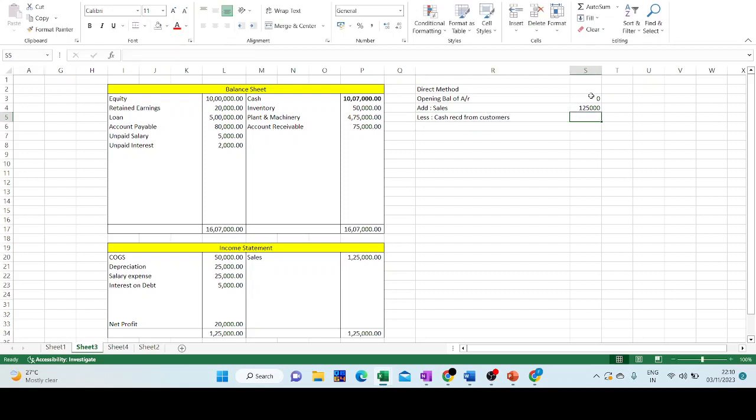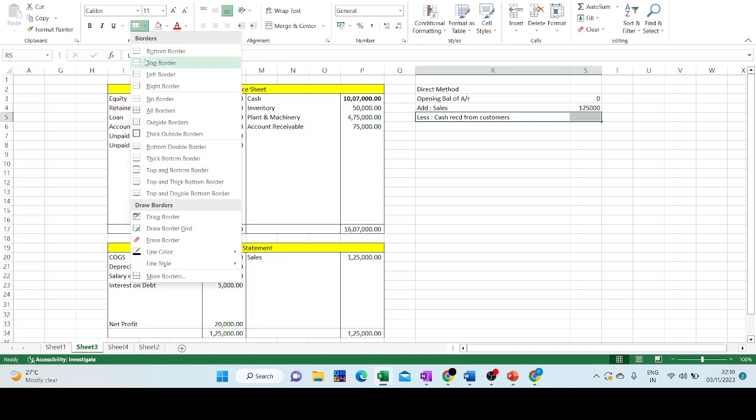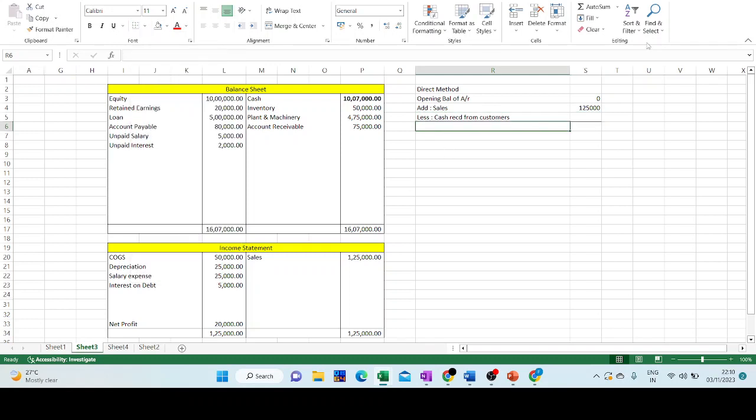So we don't know this, we have to find this. This is the missing number. And if you add sales and deduct cash received, you get the closing balance of accounts receivable. Closing balance of accounts receivable is how much, guys? 75,000. Now, guys, please calculate what should be the cash received from customers. 50,000, right? 125 minus 50 is 75.